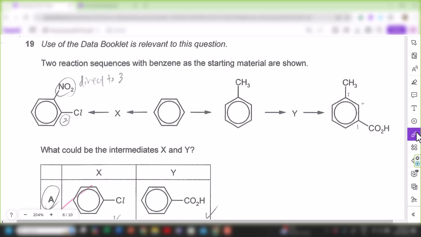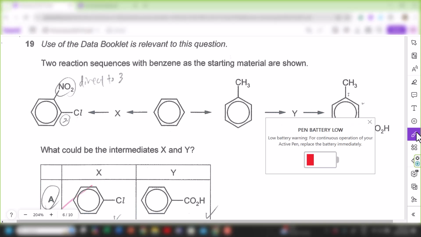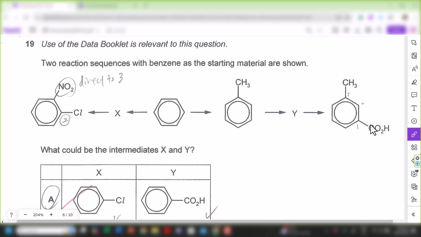I like to look to the right, so I'm going to do this first. This is electrophilic substitution. I'm getting the CH3 group in. The CH3 group is going to direct the incoming electrophile to the 2nd or 4th position. But over here, it is obvious that the relationship between CH3 and carboxylic acid is 1,3.